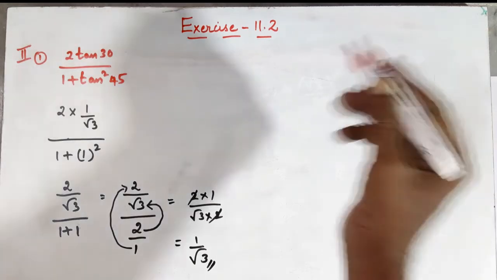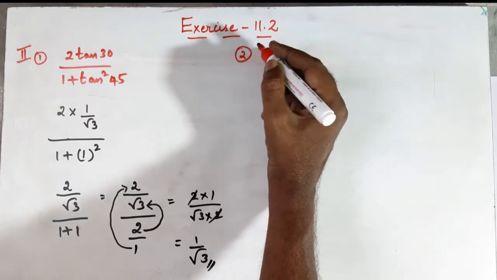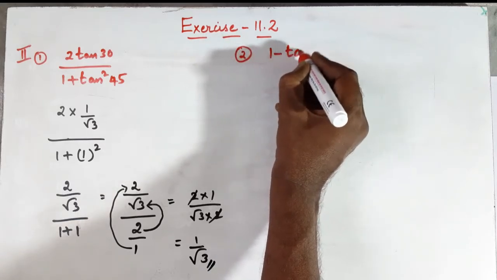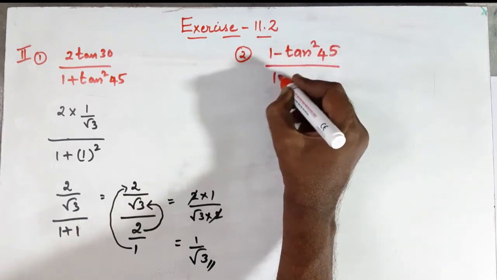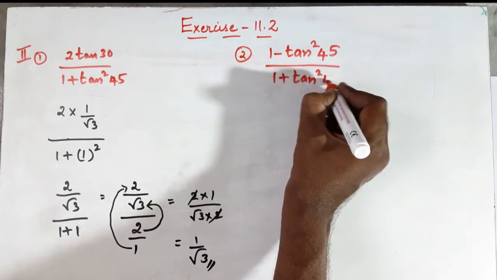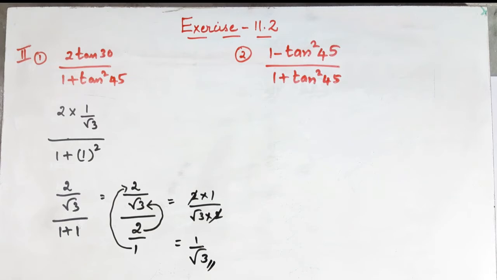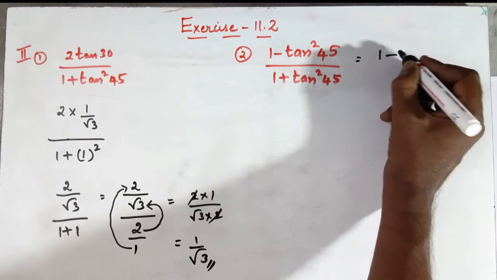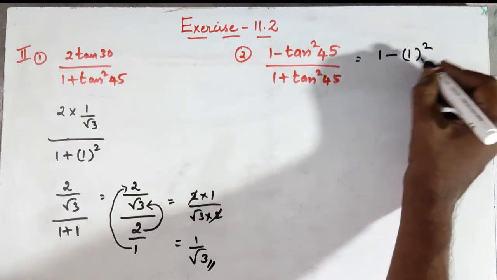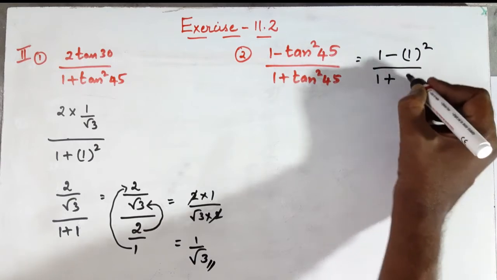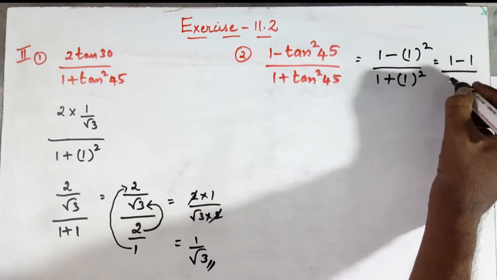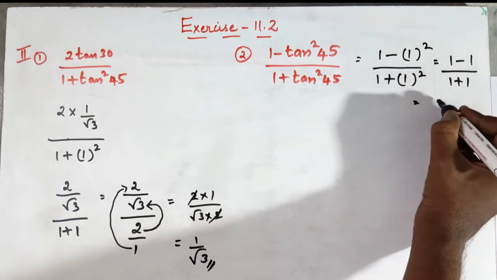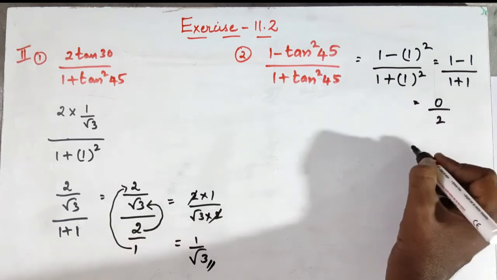Now let us go to the second problem: 1 minus tan square 45 by 1 plus tan square 45. Here, tan 45 is 1, so 1 minus 1 square is 0, by 1 plus 1 square, which is 2. So 0 by 2, that gives you 0.